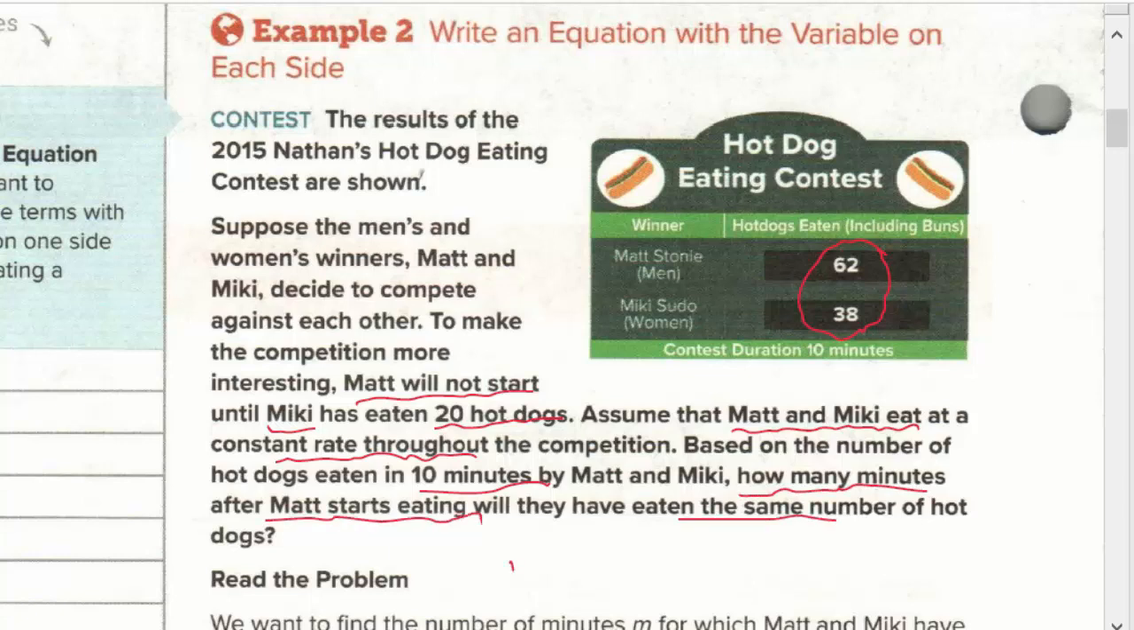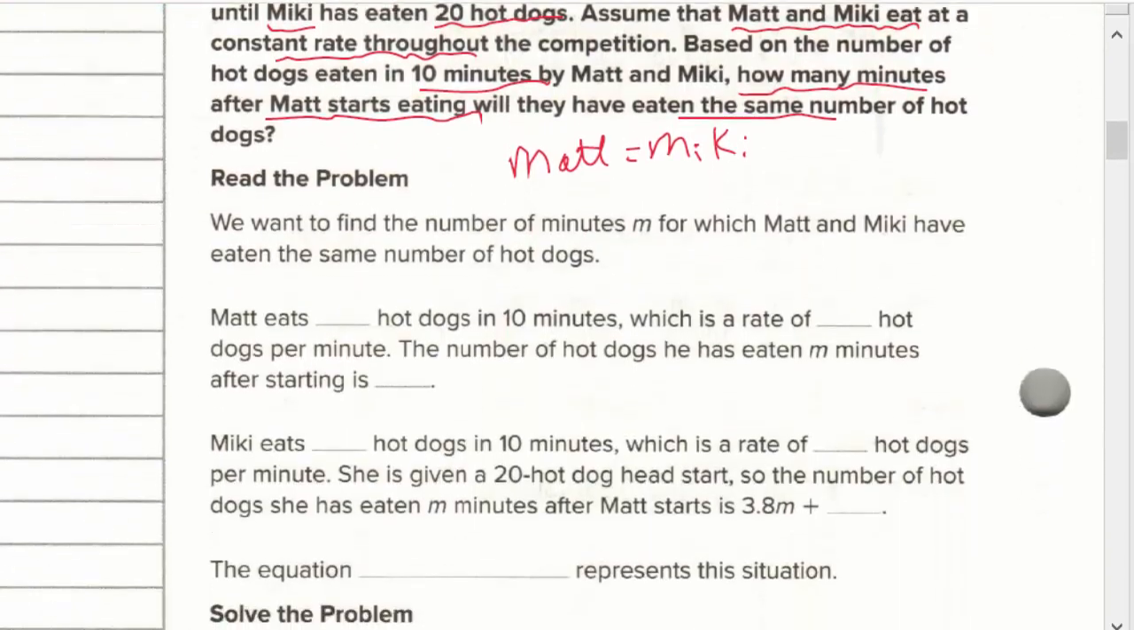So essentially, we're going to say that Matt's number of hot dogs needs to equal Mickey's number of hot dogs, and that's our general equation. We just have to put in the specifics related to how many hot dogs Matt eats and how many Mickey eats, but everything is based on hot dogs.